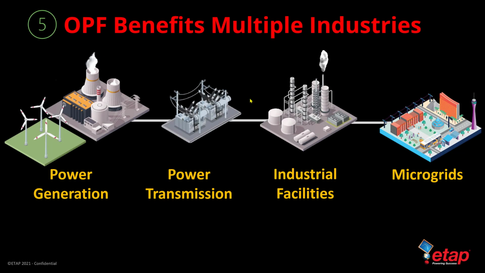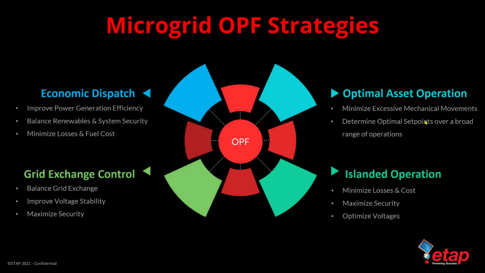Now, as you may recall, OPF benefits multiple industries such as power generation, power transmission, industrial facilities, and microgrids. So when we look at the OPF strategies, for example, for microgrid systems, we can leverage economic dispatch where we can improve power generation efficiency, balance renewables and system security, as well as minimize losses and fuel cost. We can use OPF to also manage our grid exchange control, such as balancing the grid exchange power, including setting limits such as net zero, improve voltage stability, and maximize voltage security at the same time.